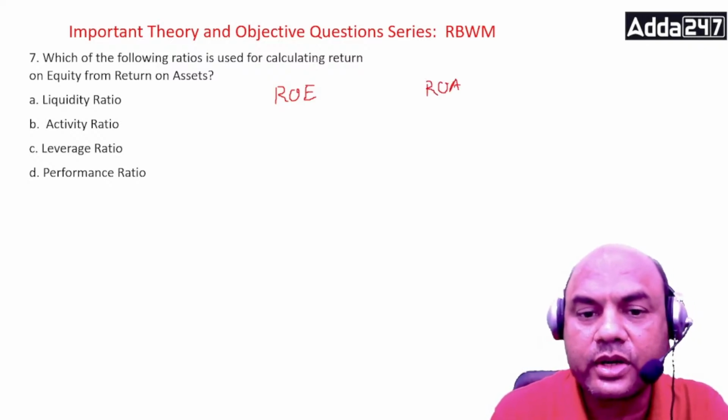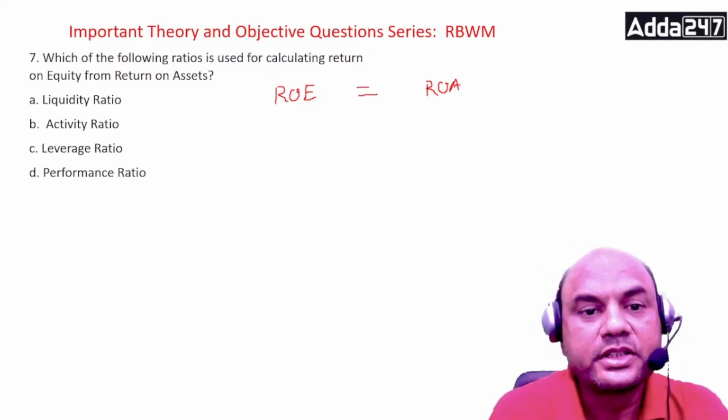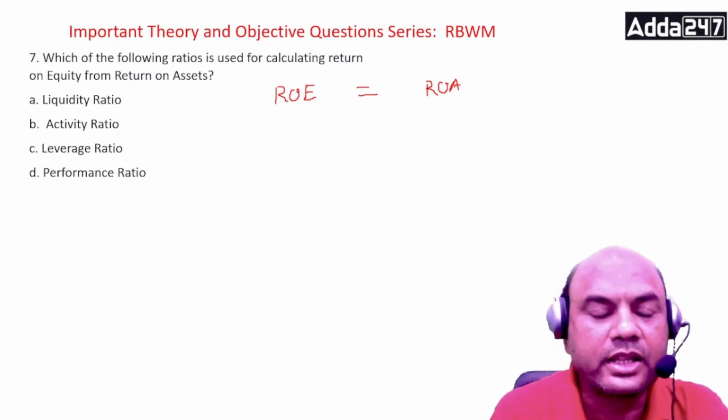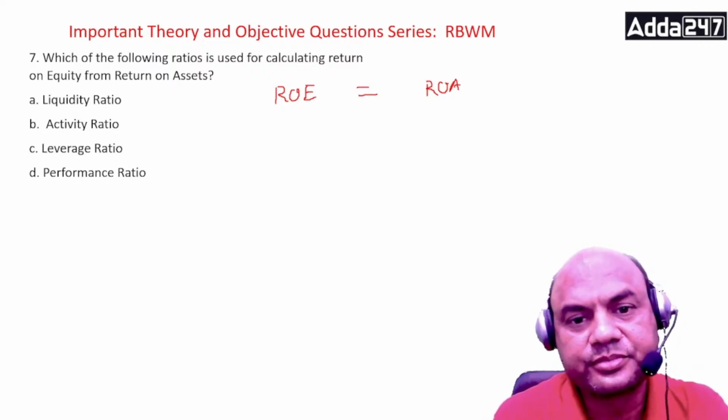ROA. So what is the relationship between them? That is what is asked. Here, which of the following ratios is used? So which is used? I'll give you a simple example. Okay, let's see the options. Liquidity, activity, leverage and performance.